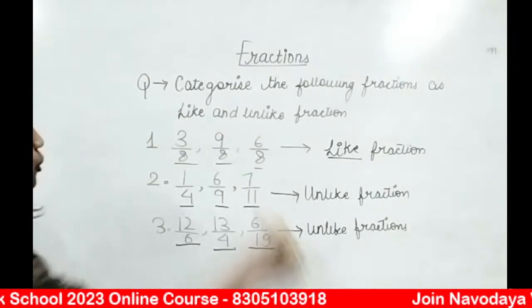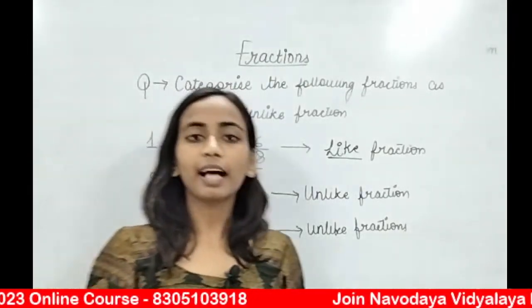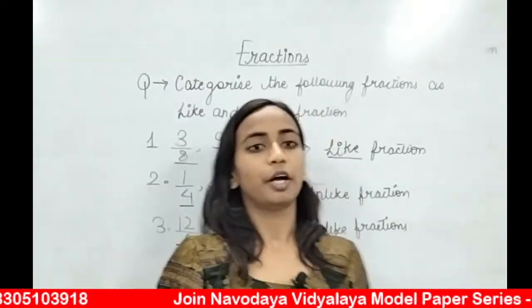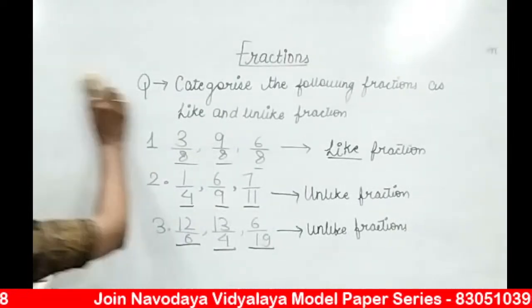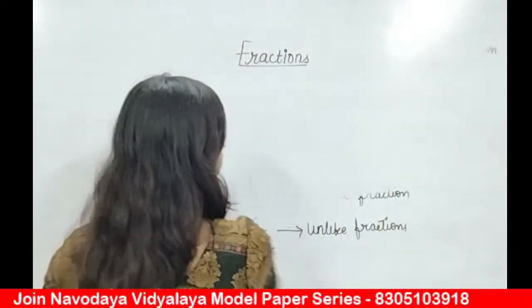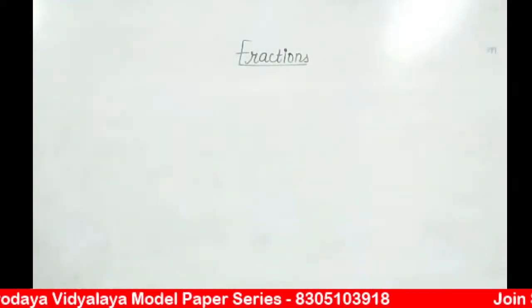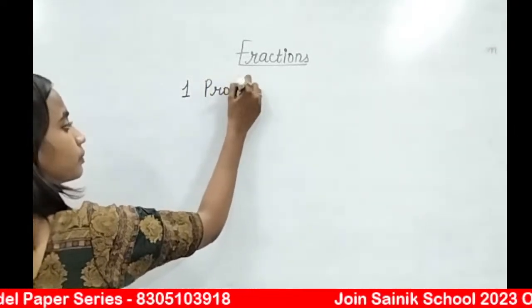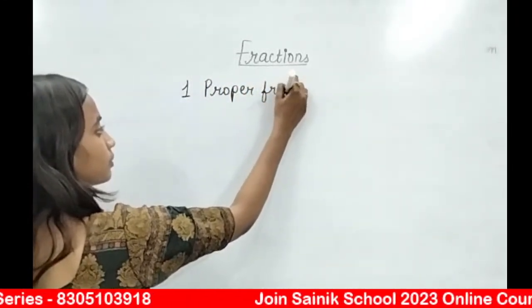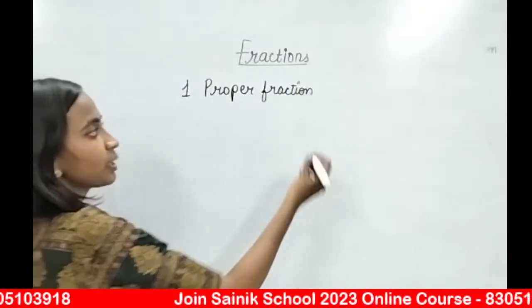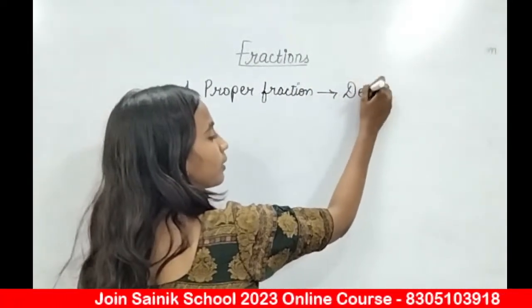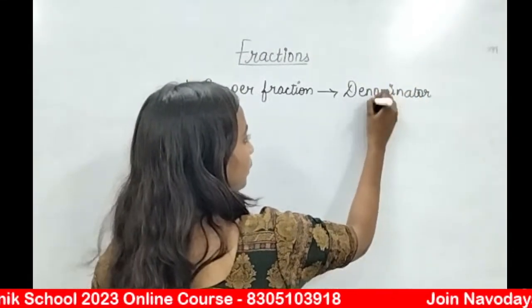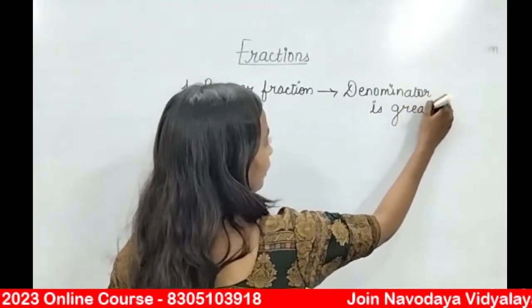Okay. So next, we discuss about like and unlike fractions. So these were the 4 types of fractions that we discussed till now. Proper, improper, like and unlike. Let's quickly revise them once. Okay. In the short form, we can say proper fractions, what happens in the proper fraction? Denominator is greater. In the proper fraction, denominator is greater.